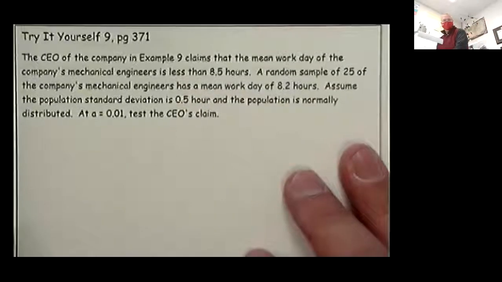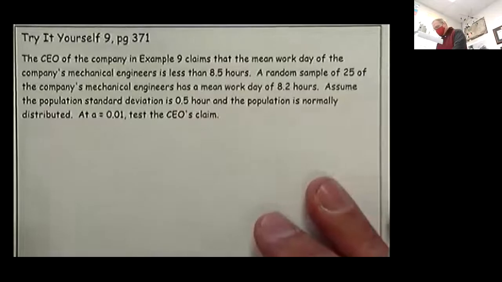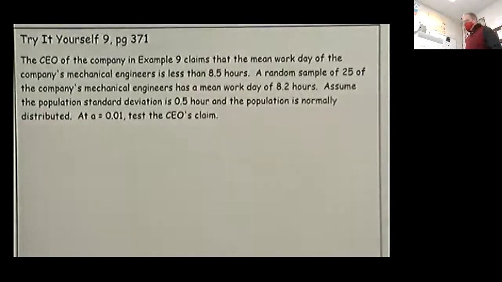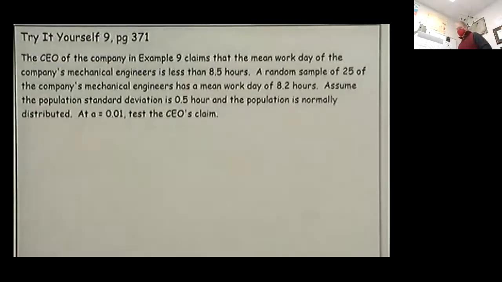So there's one, we're going to do two more. Example 9: the CEO of the company claims the mean work day of the company's mechanical engineers is less than 8.5 hours. A random sample of 25 of the company's mechanical engineers has a mean work day of 8.2 hours. Assume the population standard deviation is 0.5 hours, half an hour, and the population is normally distributed. There's our central limit theorem, and alpha equals 0.01.